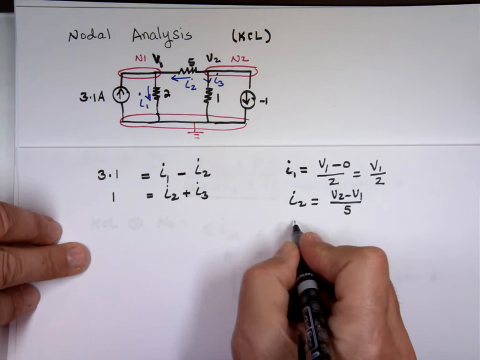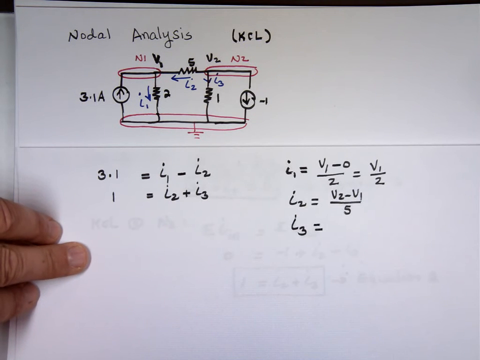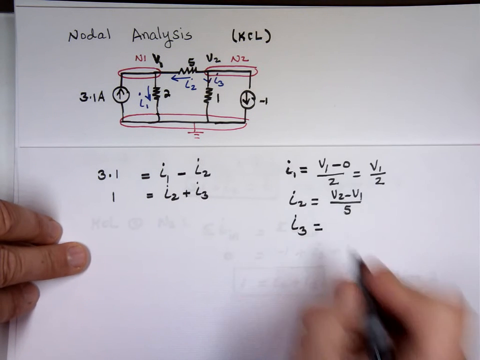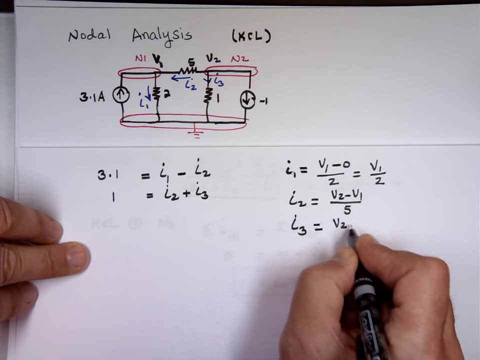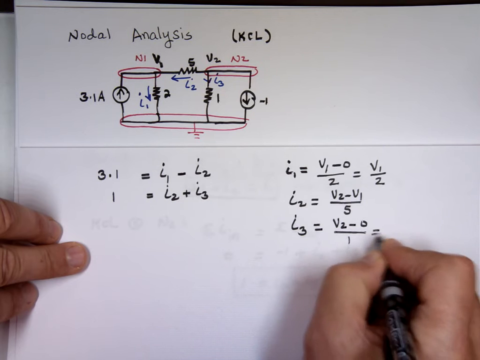And what is I sub 3? I define I sub 3 as going down. So it's the top voltage minus the bottom one. What's the top? V2. The bottom is what? 0 over 1. The math ends up being V2 here.